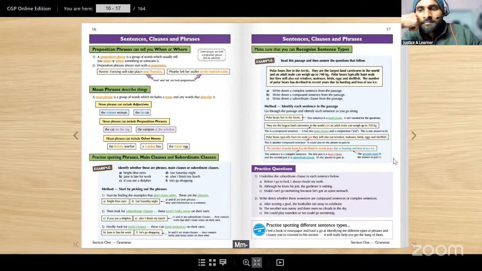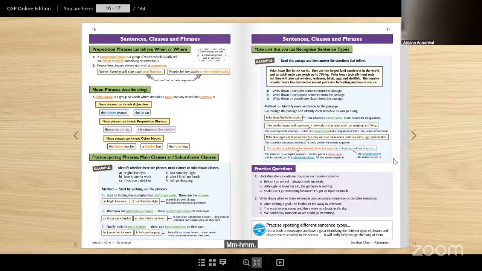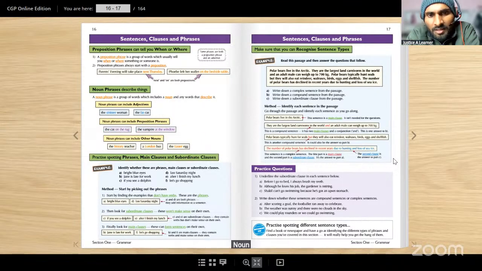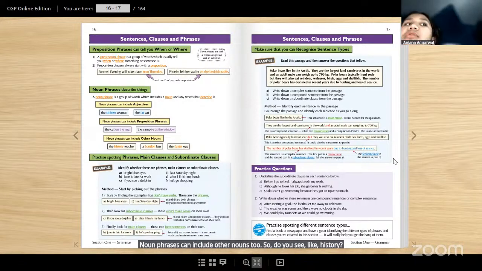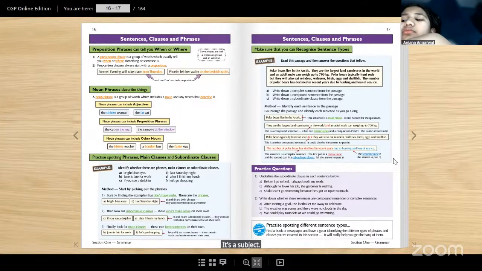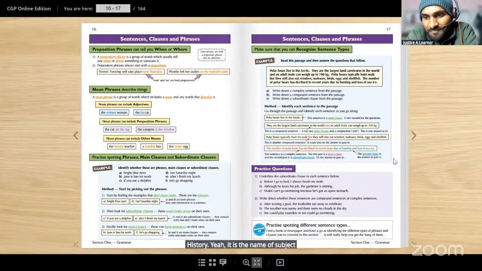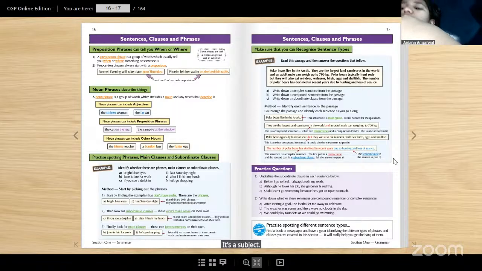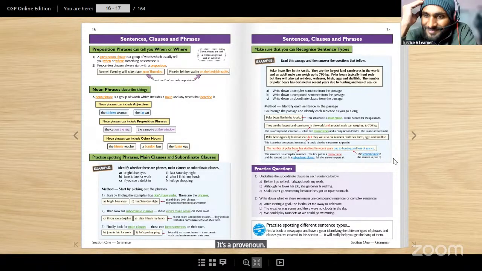Next, noun phrases can include other nouns. The history teacher, a London bus, the Easter egg. Not understood. Noun phrases can include other nouns too. So do you see, like history? Let me know, is history a noun or not? It's a subject, the name of a subject. So isn't it a noun? It's a proper noun. But that is a noun, right? A proper noun is a noun, right?